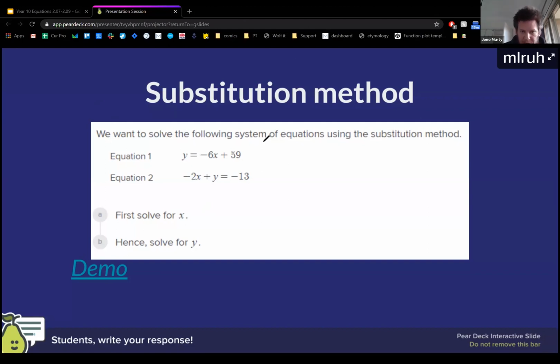So we want to solve this following system of equations using the substitution method. Now, we have one equation in terms of y, which is handy. And then we have the second equation, which does have a plus y term. So we want to do something to get rid of the y's. Easiest thing is to use this one here, which has a value of y, and substitute it into equation 2.